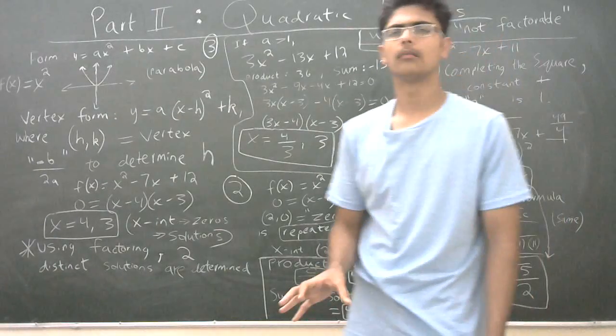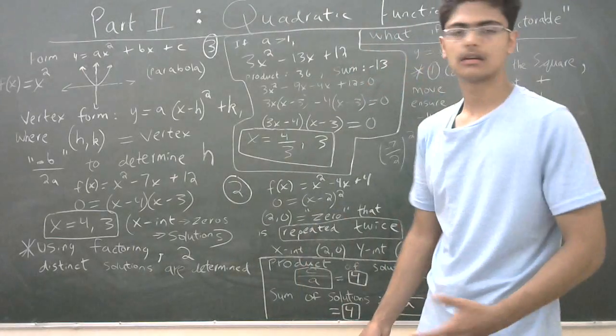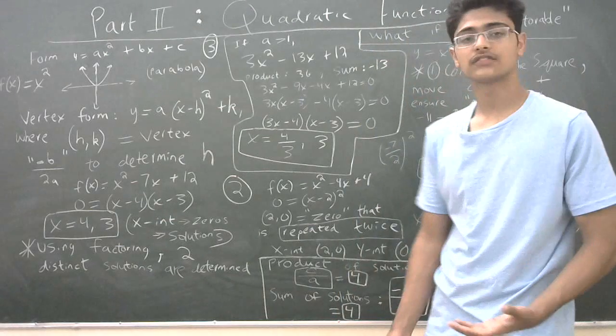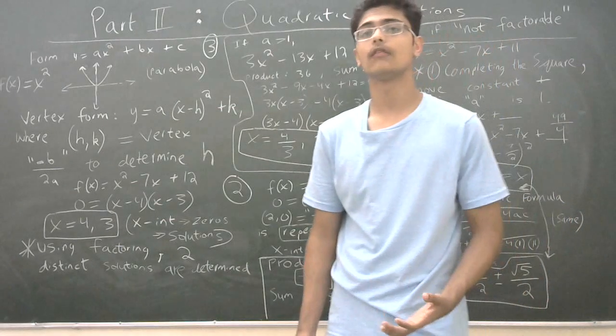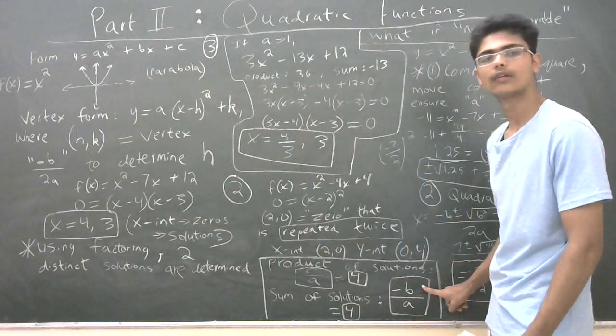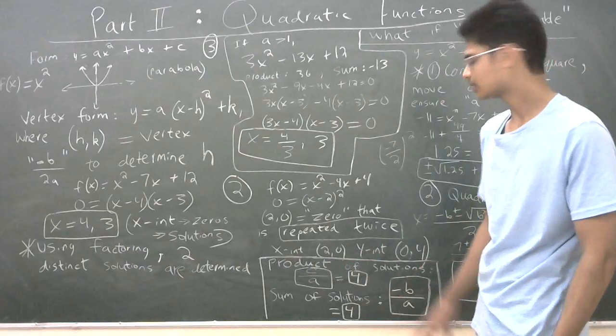And there are two other formulas that are usually tested on the SAT as well, and they're good formulas to know for quadratic functions. One of them is the product of solutions is equal to c over a, and the sum of solutions is equal to negative b over a. Those are the two you definitely want to know.